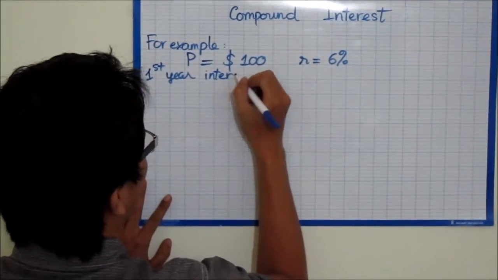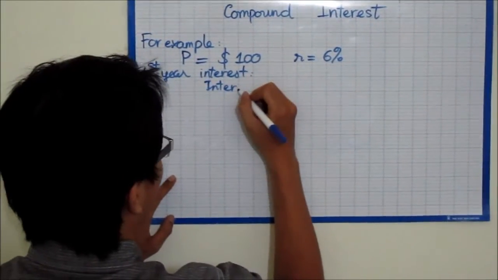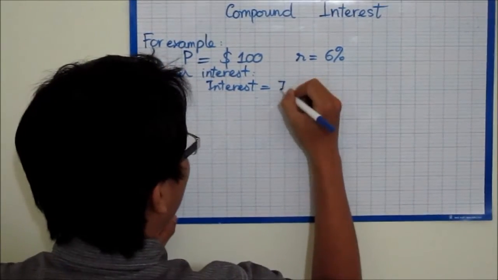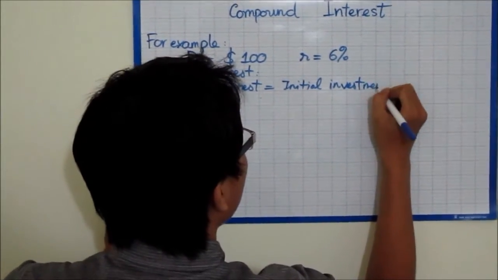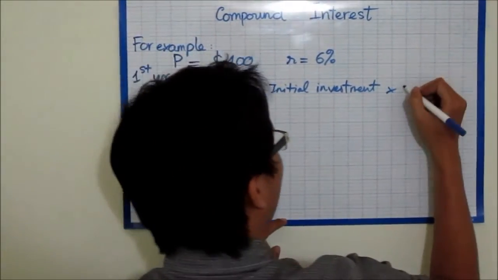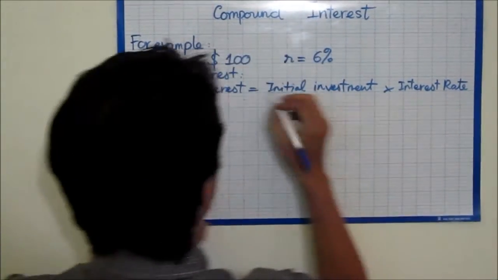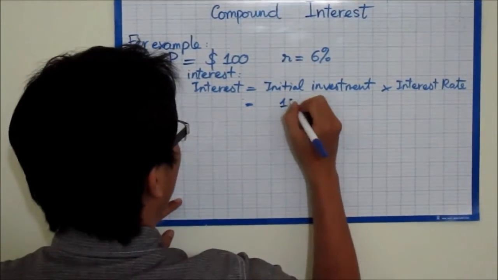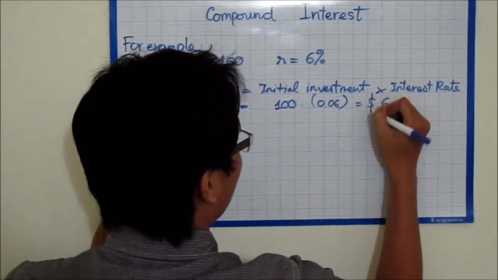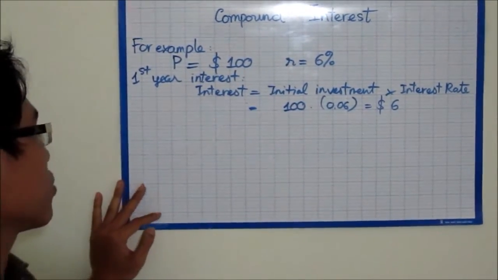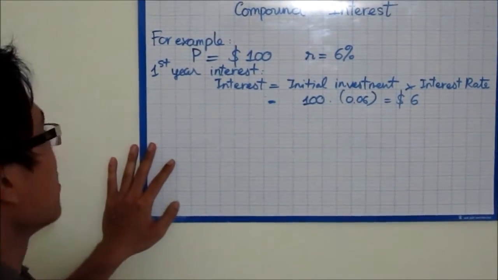Using the simple interest formula, you will find that the interest after your first year will be the initial investment multiplied by the interest rate, and you replace the numbers. That will be $6 after the first year. So what if you keep this balance in the bank for the second year?